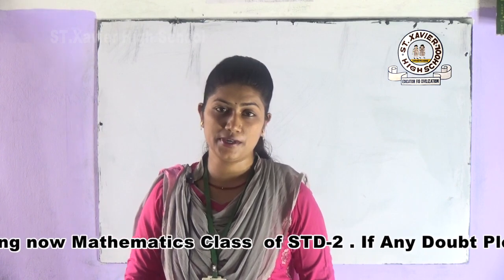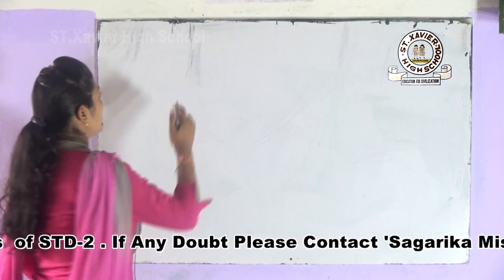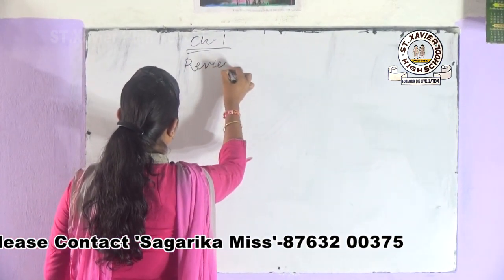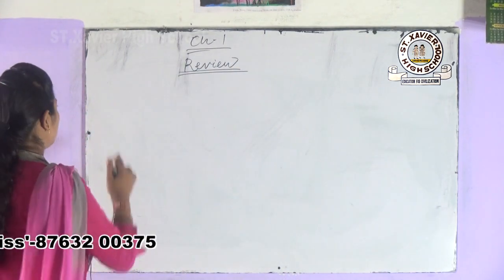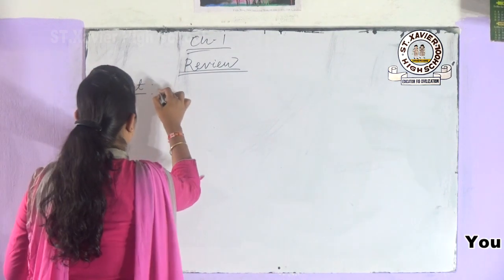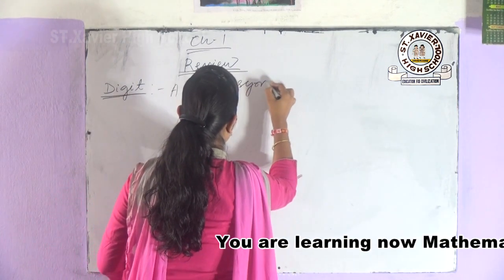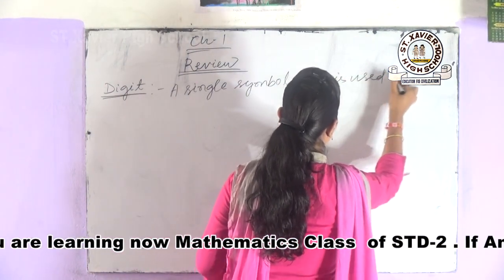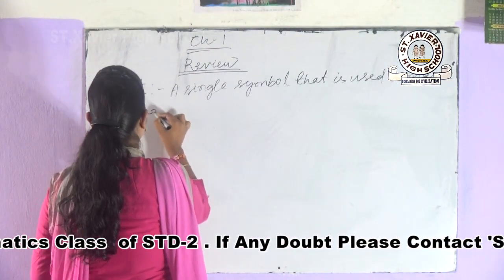Okay students, today I will discuss your chapter 1, that is a review. Okay, have a look. Chapter 1, that is a review. Before going to this chapter, I will discuss digit. What is digit? Digit means a single symbol that is used to make number.